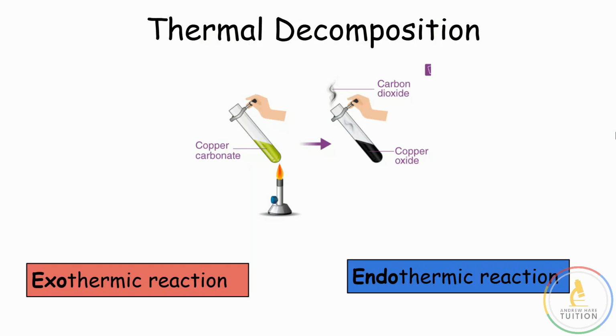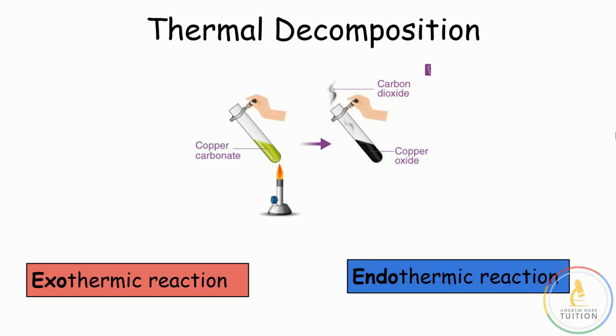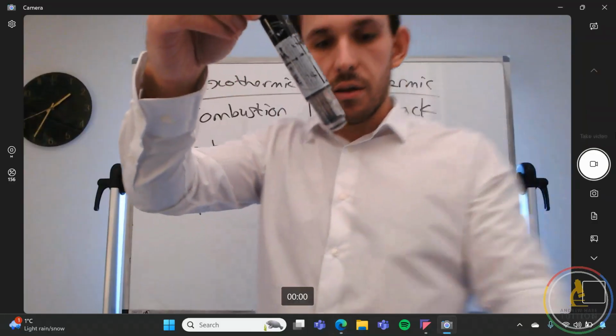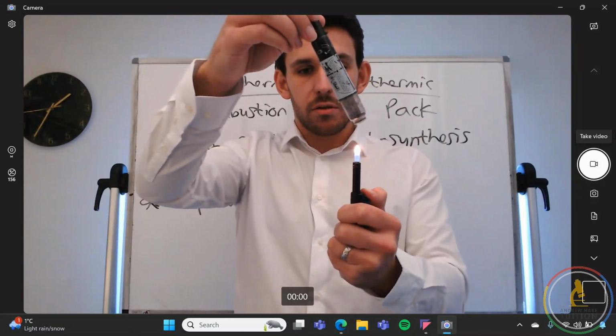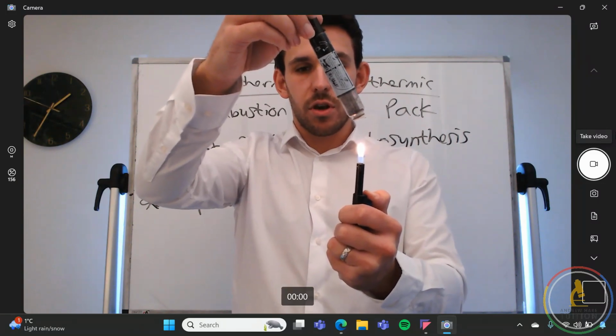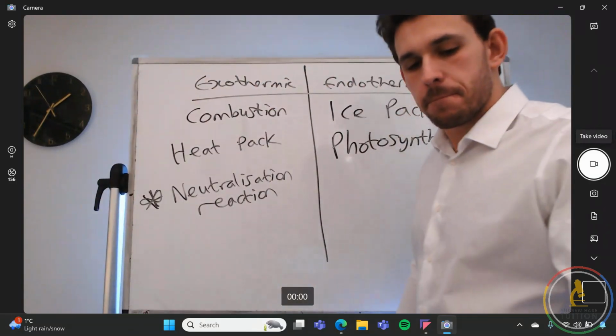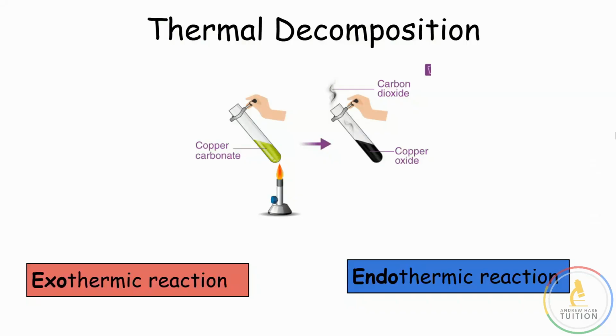And again, this one's a bit of a toughie. Think carefully with this one. It's easy to get this the wrong way round. Thermal decomposition, which is where, for example, let's just try and reenact this. Let's say this pen is my copper carbonate, which I'm trying to decompose into carbon dioxide and copper oxide, which you can see on the picture. And to do that, I put it over a Bunsen burner and I make it decompose. Is this thermal decomposition going to be exothermic or endothermic? Think carefully. Well, let's have a look.